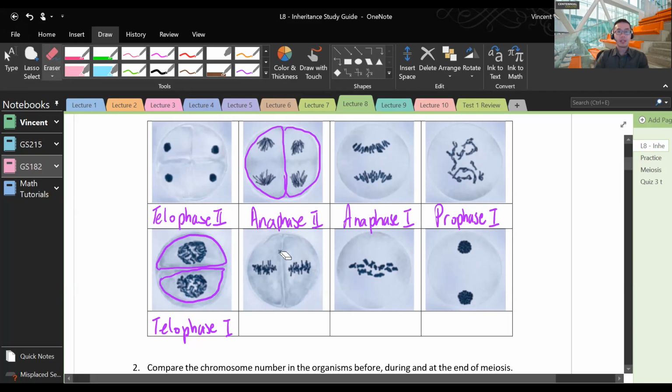So over here, 2 cells again, and they're in the middle. So this is metaphase, metaphase 2, metaphase 1, and over here this would be prophase 2. Okay, that's it.